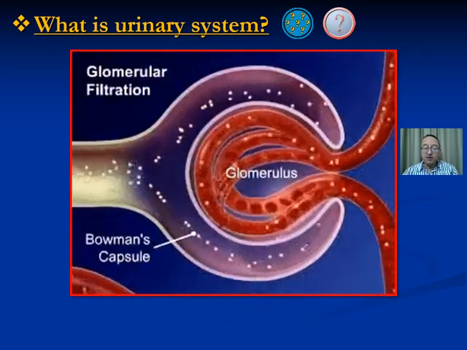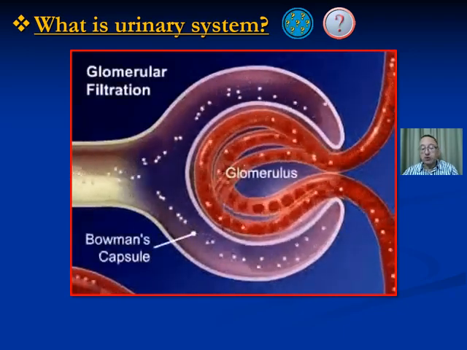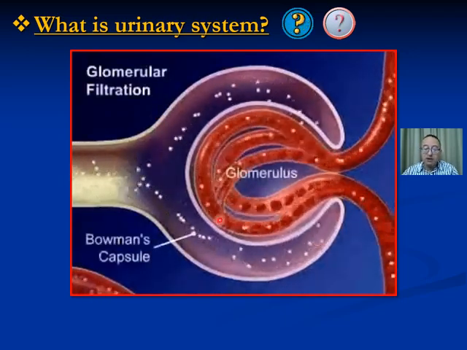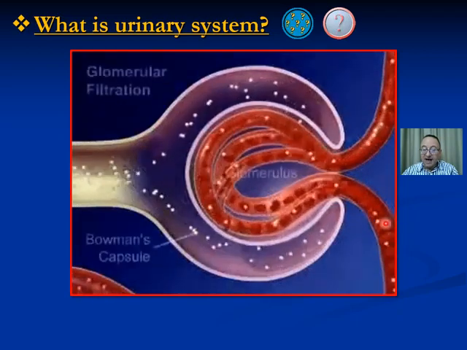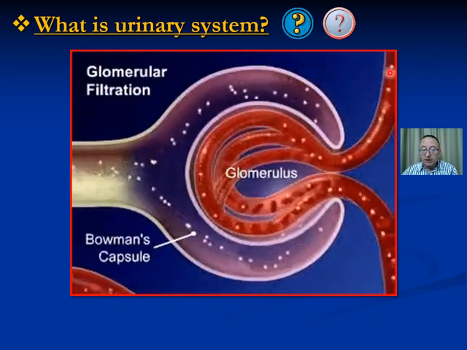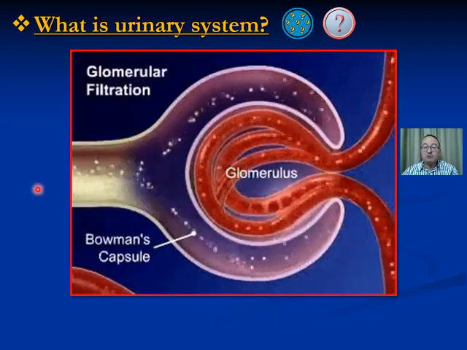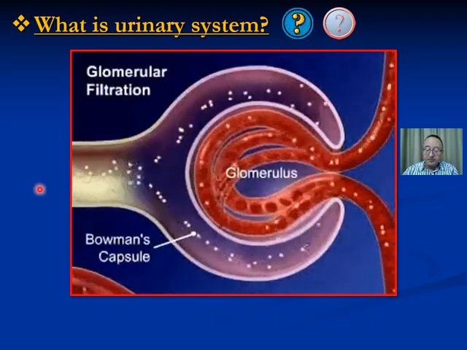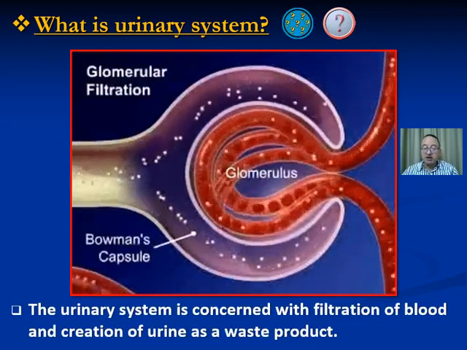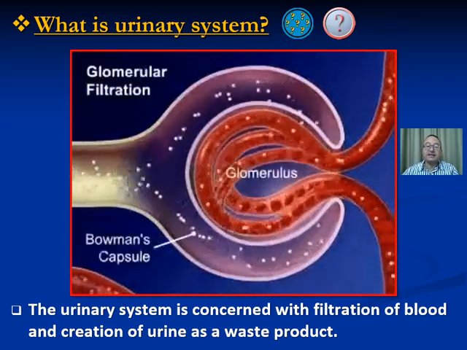Each kidney is formed of about 1 million functional units, which is called the nephron. One of the parts of the nephron is that part which is called glomerulus. It receives afferent arteriole and leaves it as an efferent arteriole. Through this process, a mechanism of filtration occurs with the production of urine. So, the urinary system is concerned with filtration of blood and creation of urine and waste products.